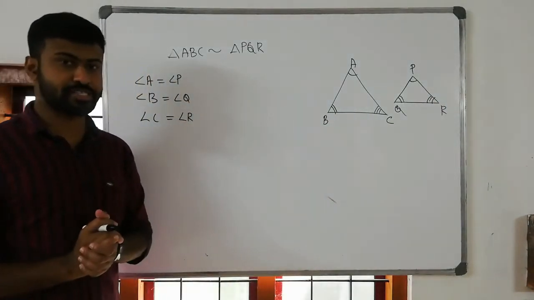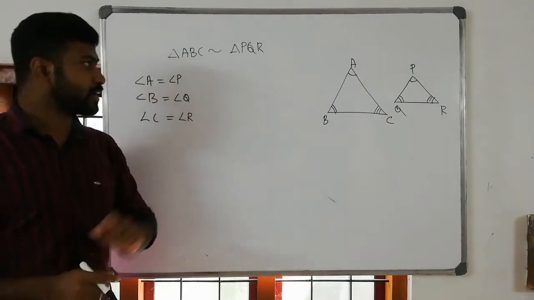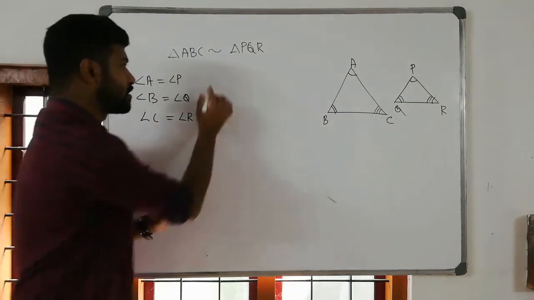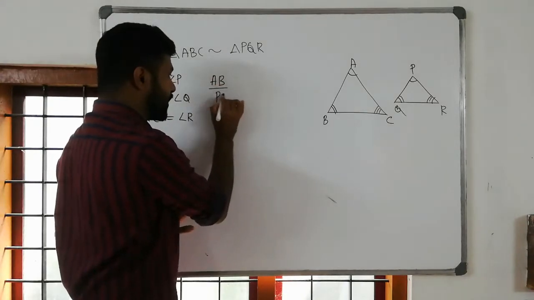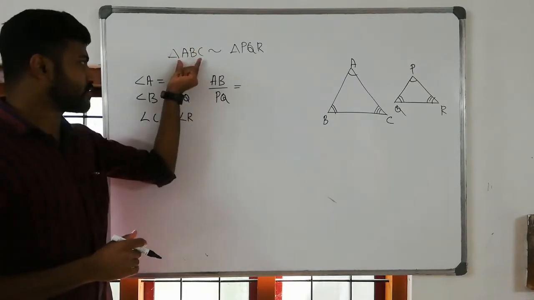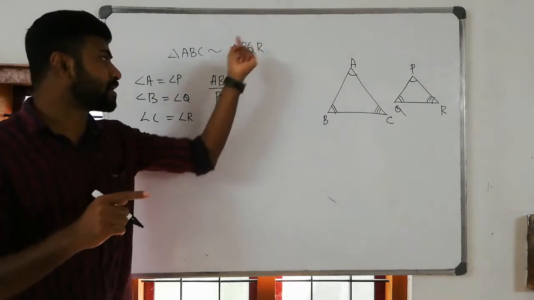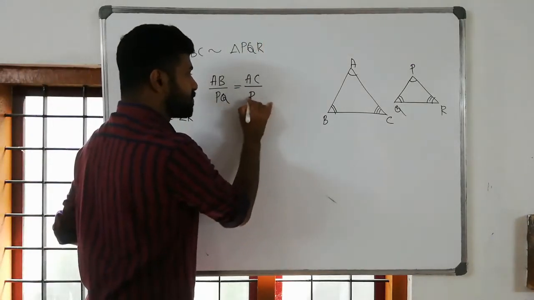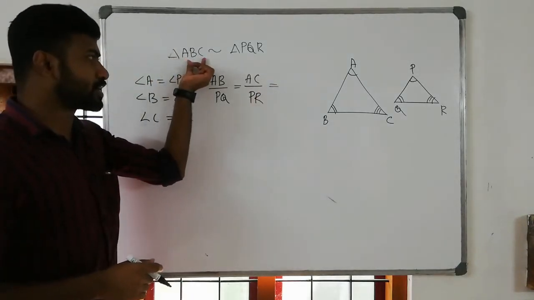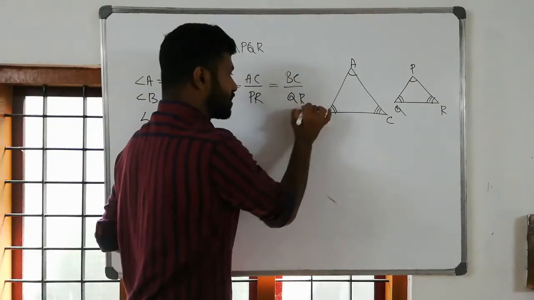Next one is corresponding sides. Consider the first two vertices A and B, then we get a side AB. Here also consider the first two vertices P and Q, then we get a side PQ. So AB by PQ is equal to, consider the first and third vertex, here we get AC. Here also consider the first and third vertex, then we get PR. So AC by PR equal to, consider the second and third vertex, here we get BC, here we get QR, then BC by QR.